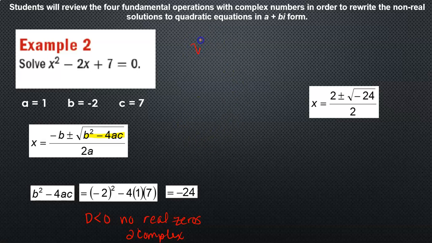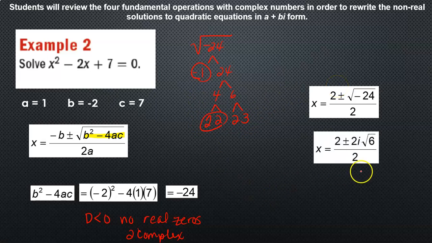So basically now what I'm doing is I'm breaking down negative 24. Negative 24 is negative 1 times 24. Breaking down 24: 4 times 6. Breaking down 4: 2 times 2. Breaking down 6: 2 times 3. I have a square root, so I'm looking for a pair of 2's. So that's going to be on the outside. I also have the square root of negative 1, which is i. So I'm going to have 2i and then the square root of 6.